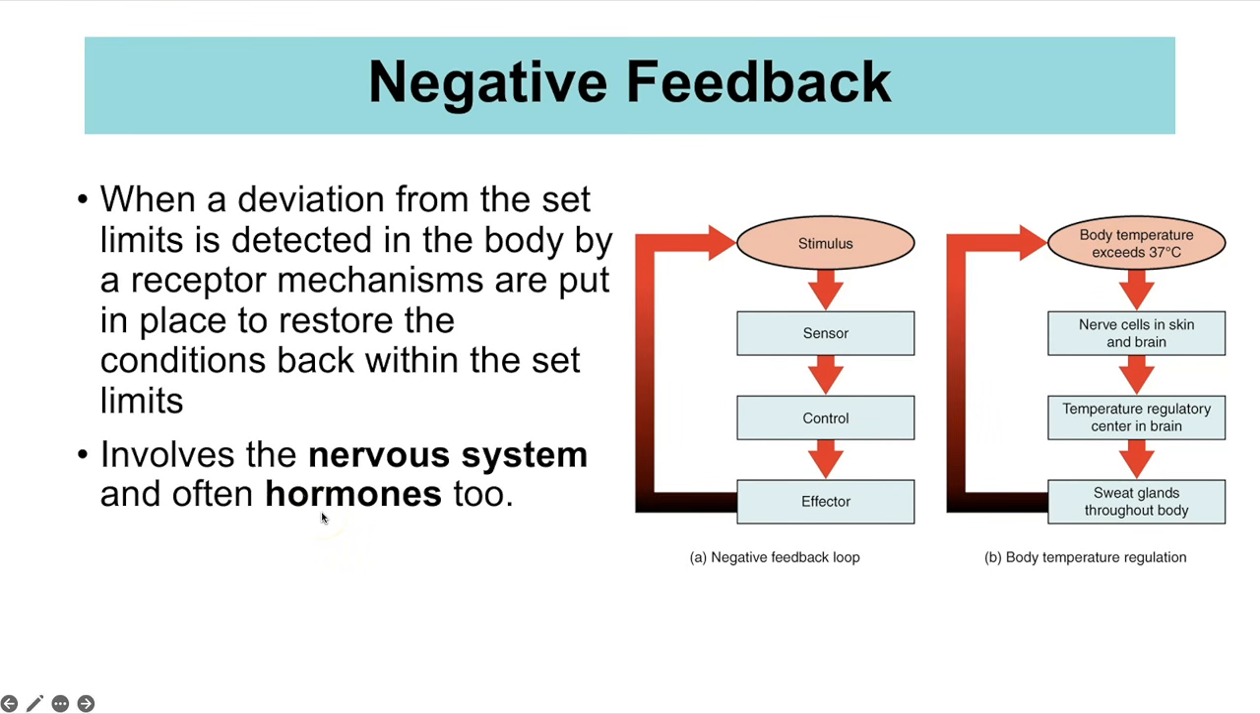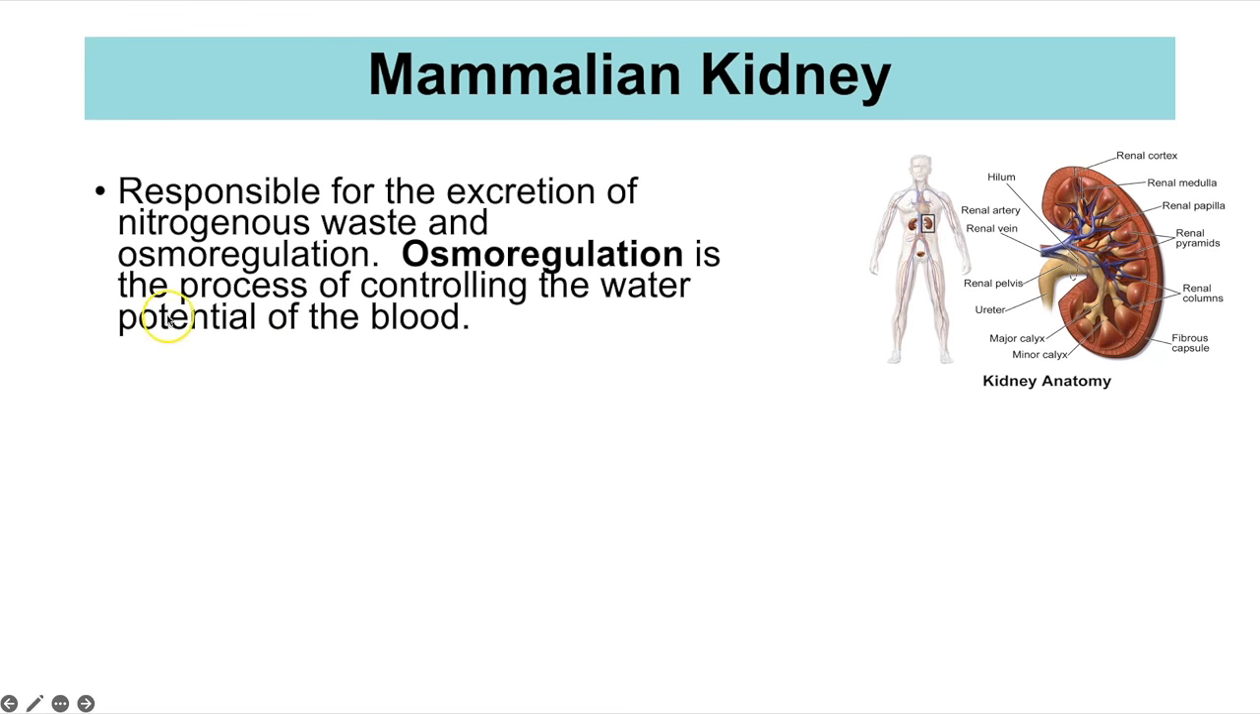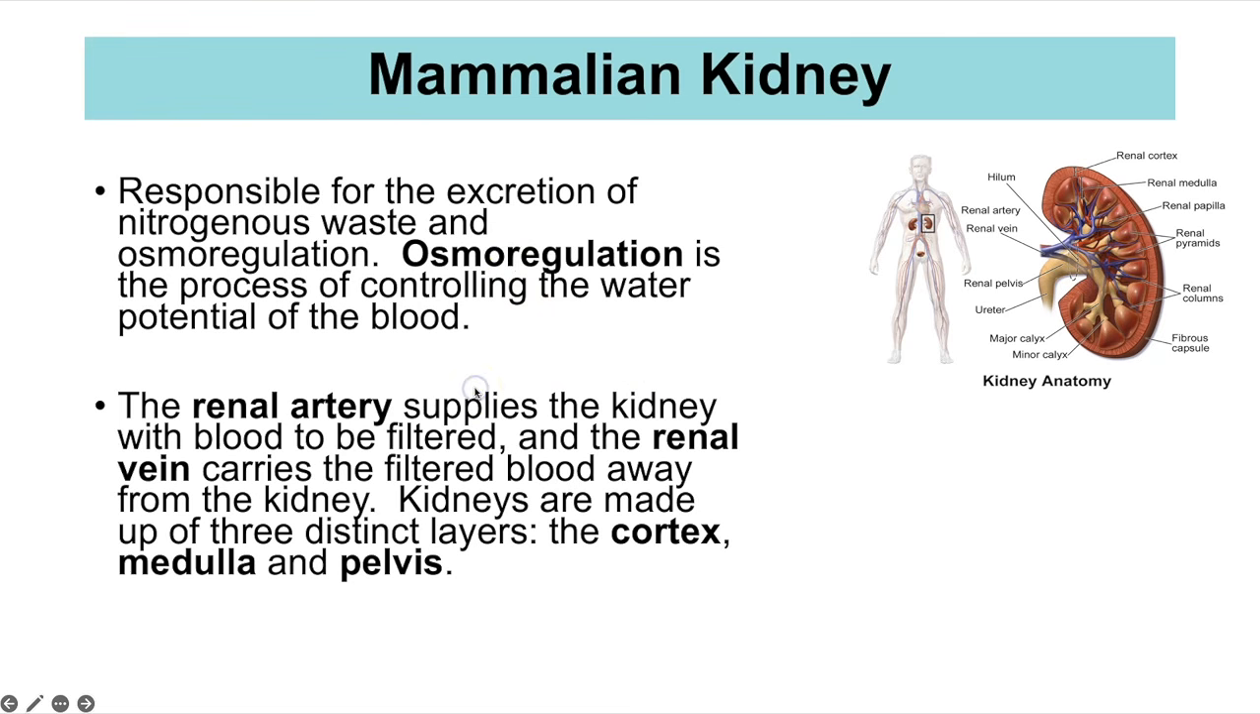And it often involves hormones too, because those are chemicals that can cause the change to occur. So we're going to look at controlling the water potential of the blood first, and this involves the kidney because this is where the blood is filtered and excess water is removed. So this is also responsible for removing nitrogenous waste, not just excess water. And osmoregulation is the term for controlling the water potential of the blood.